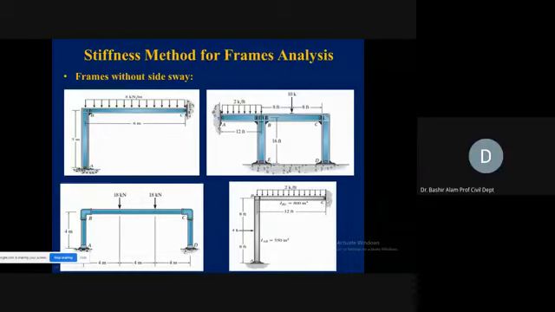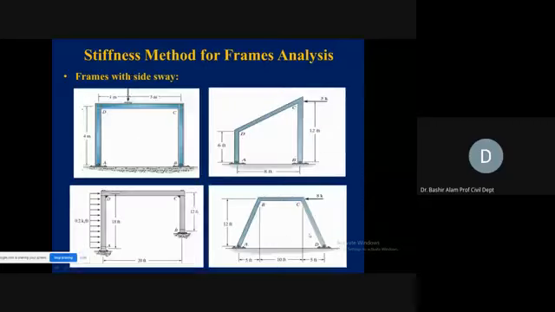Now, instead of this hinge support at C, if we replace it by a roller support, then what will happen? It will not have the capacity to stop the lateral movement. So this will become a side sway frame in that case. Now, some examples of with side sway frames.